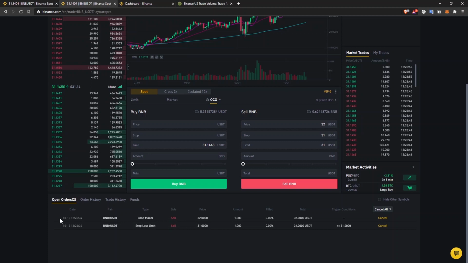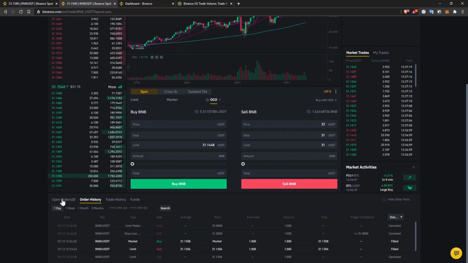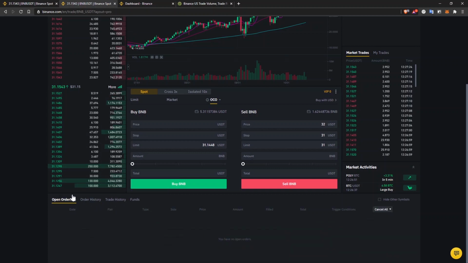So this way I'm guaranteed to take a profit at $32 if the price ever reaches this price, and in case the price drops to 31, it will sell instantly to cut my losses short. So I don't have to stay near the computer. This will trigger automatically. It will cover the order automatically for me. Of course, if I cancel one, it will cancel the other. That's why it's called one cancels the other. You can see them canceled here.